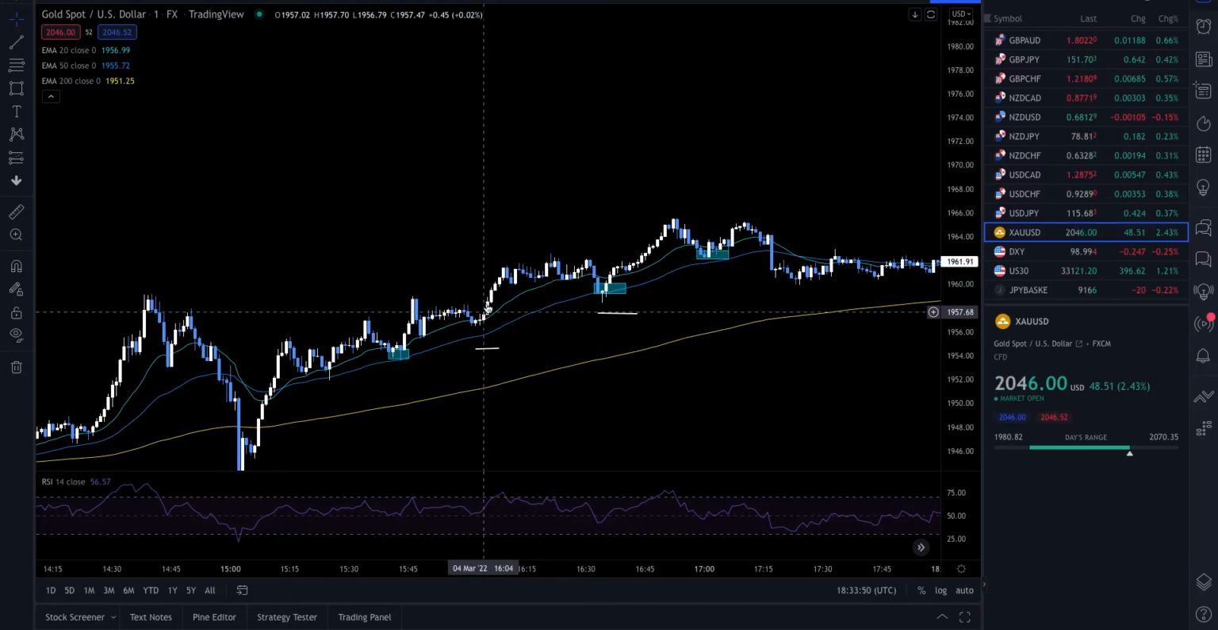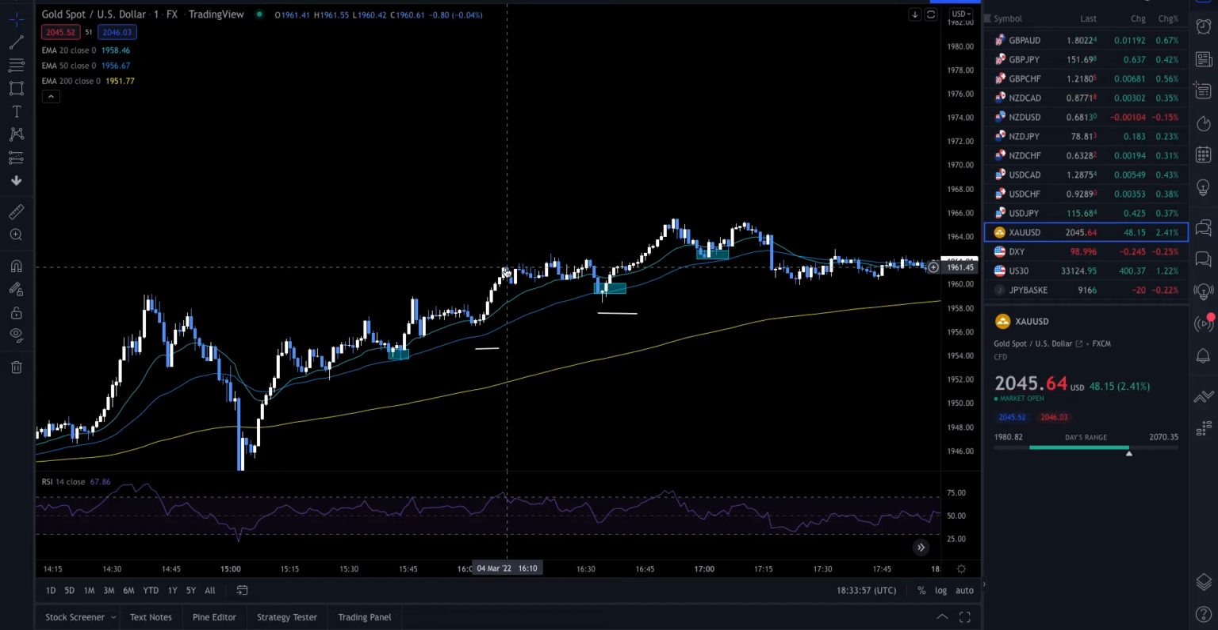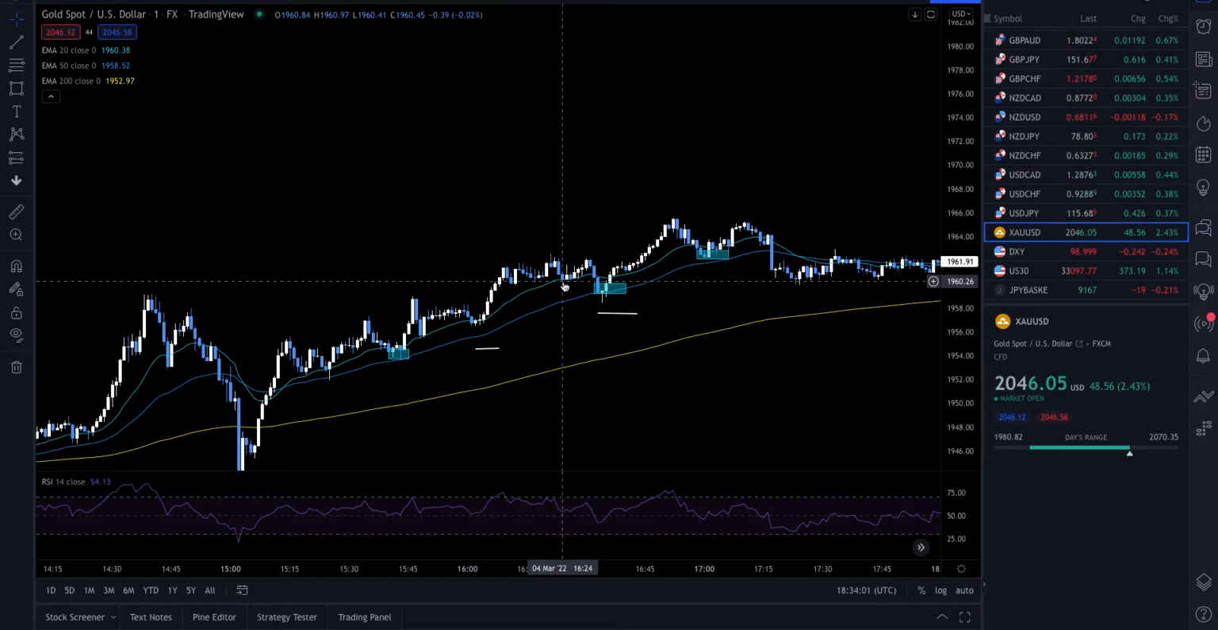and then capitalize on the next move up. As price pushes up higher, we then exit our trade in profit, whether we exit it here, whether we exit it higher, it doesn't really matter, and then you wait patiently for price to move back down into the moving averages again.